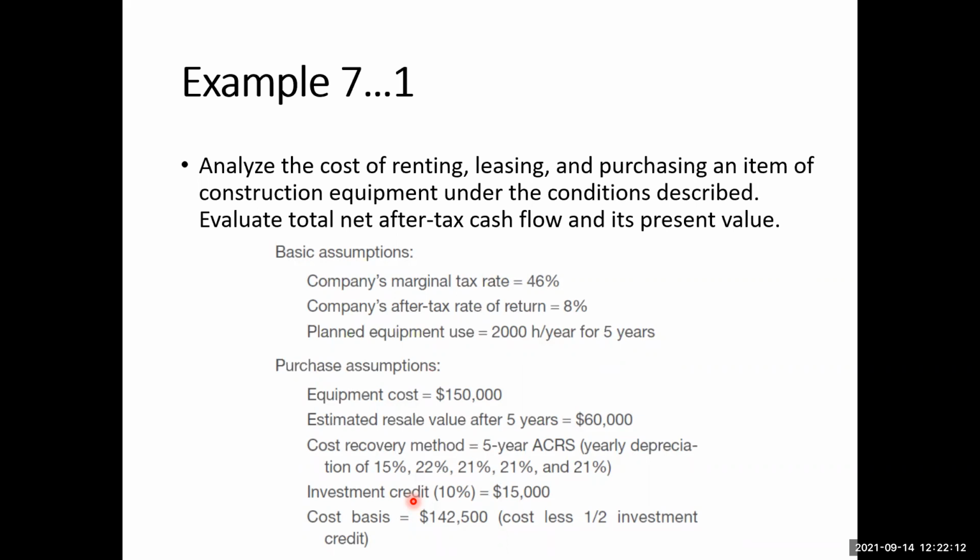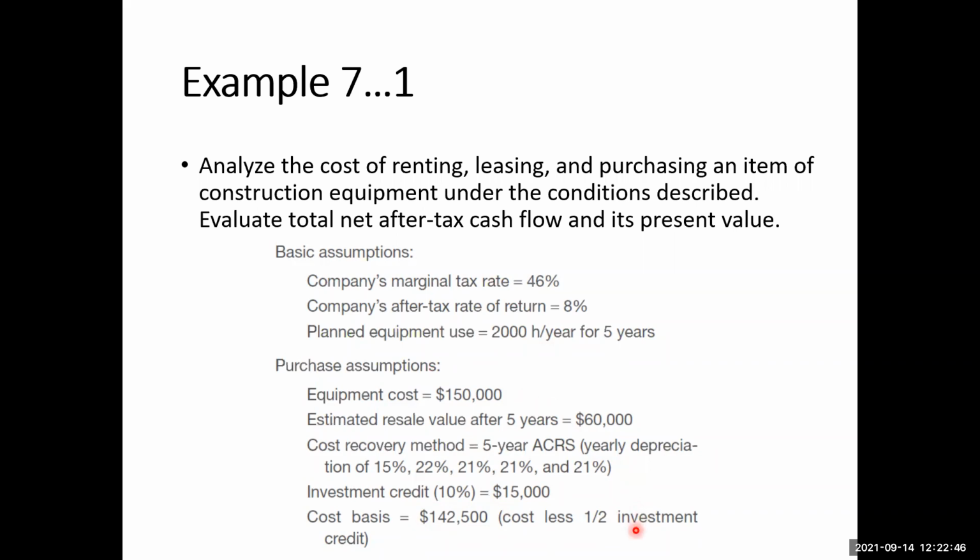So because you have made some investment into some equipment, that is called the investment credit. This is a benefit, $15,000 that you will achieve if you purchase this equipment. This is some data which is given to you. And what we have over here is the cost basis. So cost basis is $142,500, which is basically the cost of the equipment less 1/2 the investment credit.